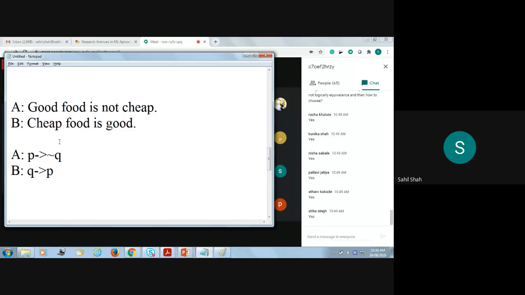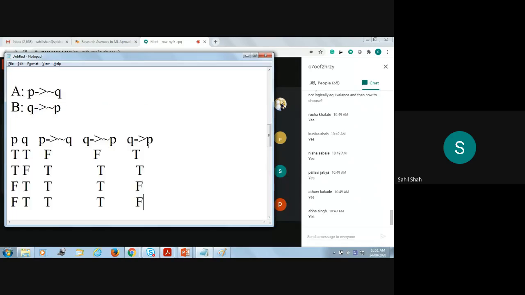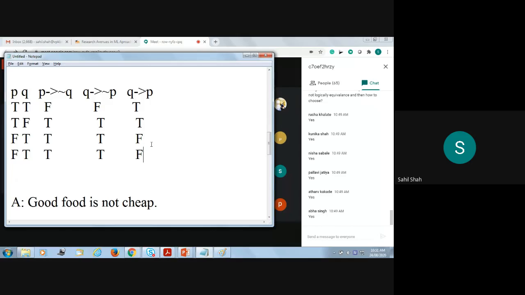And in this case, which one will I prefer? I will look at the truth values. For the first, I am having three true values in P conditional negation Q, while in Q conditional P I am having only two true values. So the true value count in the first restaurant, good food is not cheap, is quite good. So I will visit restaurant A in comparison with restaurant B.